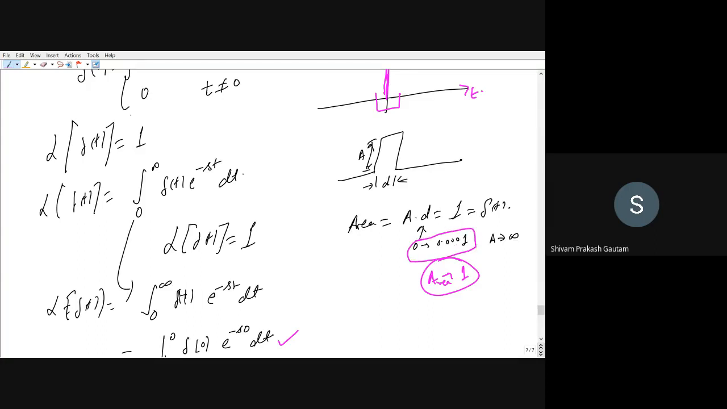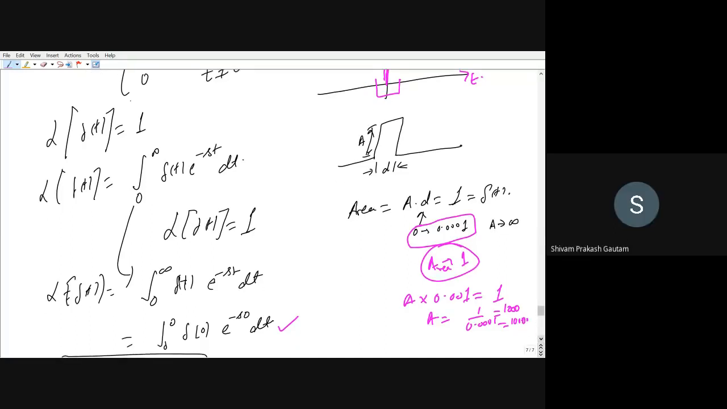If d is equal to 0.001 and the area is equal to 1, what will be A? That is 1 upon 0.001, so it can be 1000, it can be 10,000, depending on what d is. Whatever you multiply with infinity would be close to infinity only. It is not infinity, as I told you. d depends upon the system from which you are getting this impulse.